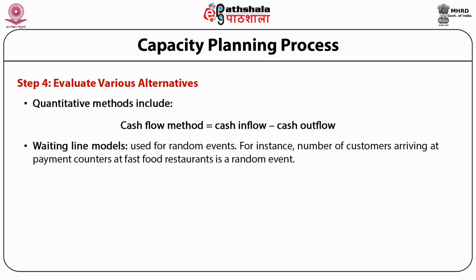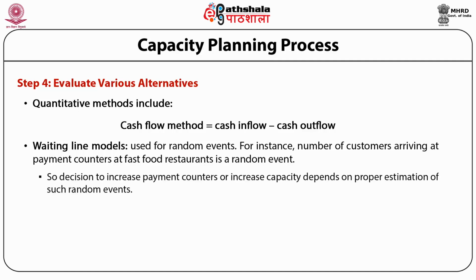Waiting line models are used for random events. For instance, the number of customers arriving at payment counters at a fast food restaurant is a random event. Arrival time and processing time of each customer is different. So the decision to increase payment counters or increase capacity depends upon proper estimation of such random events.